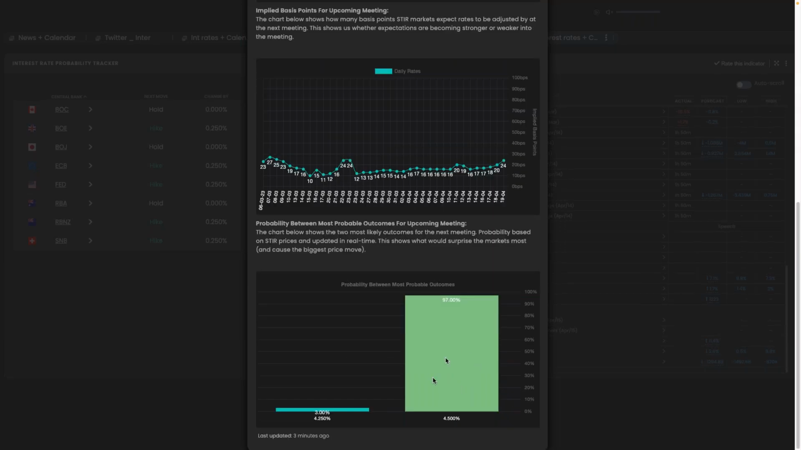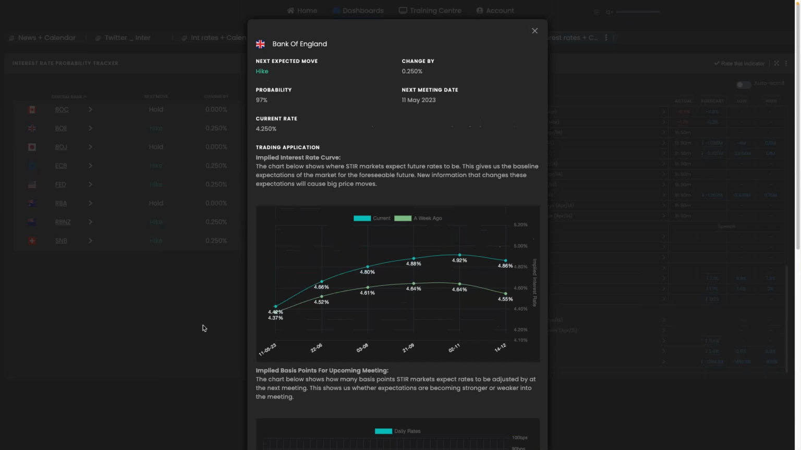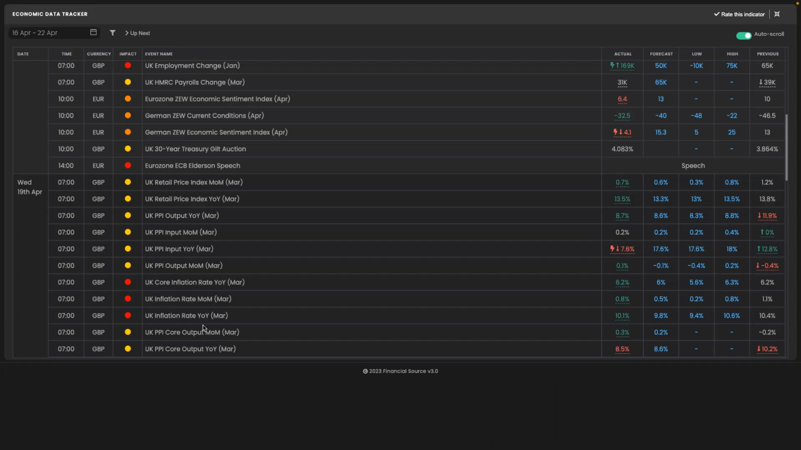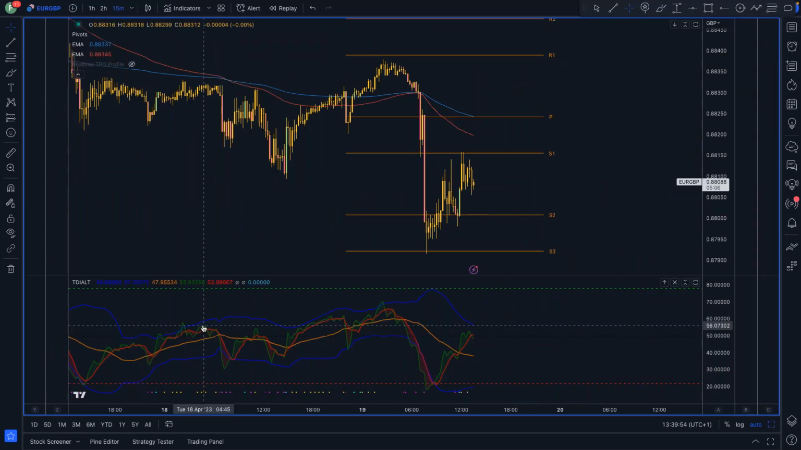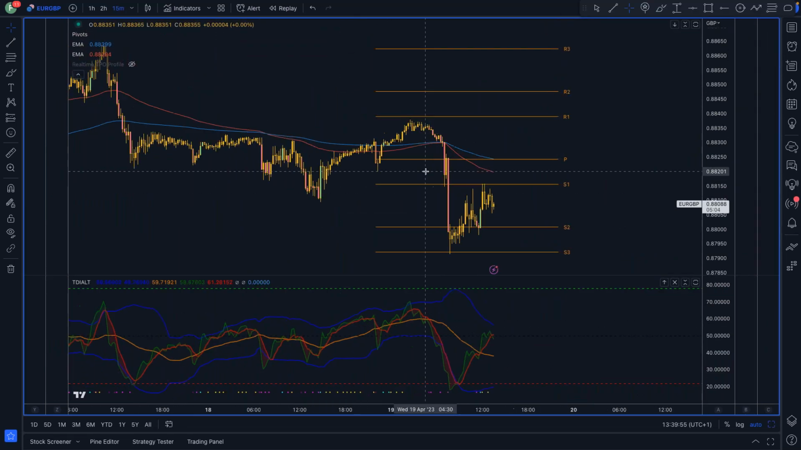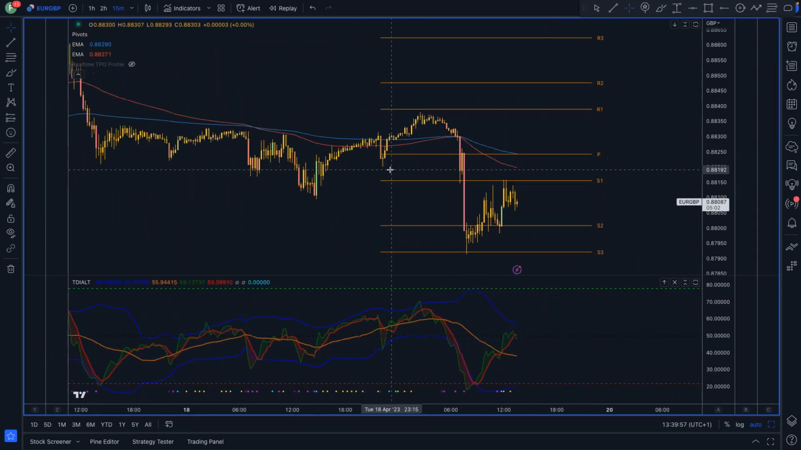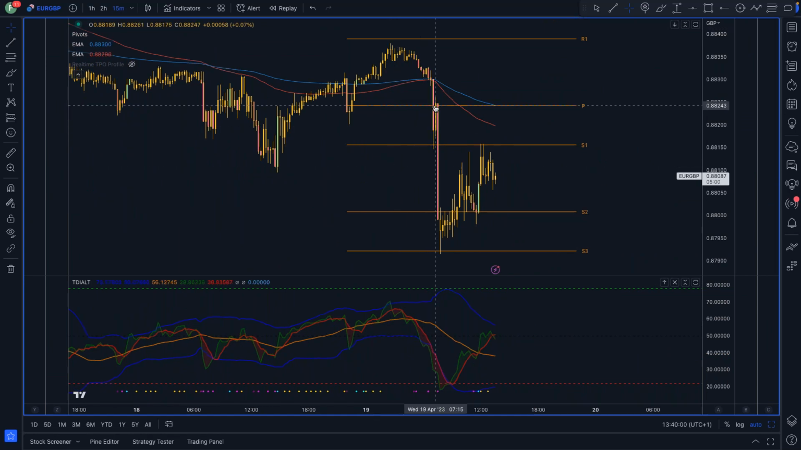And prior to the meeting, I remember looking at this print expectations. They had about 70% chance of a 25 basis point rate hike. It's now got up to 97%. So that is why the pound has been gaining value this morning, right? And so I traded this, with price moving up into that pivot point.